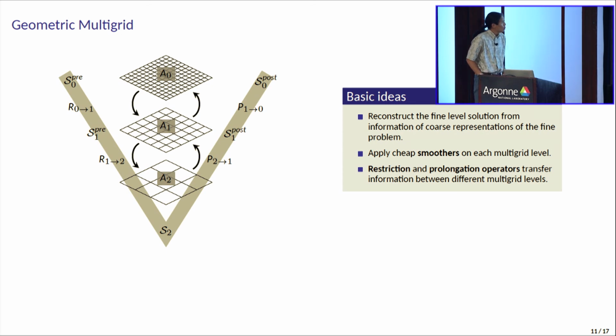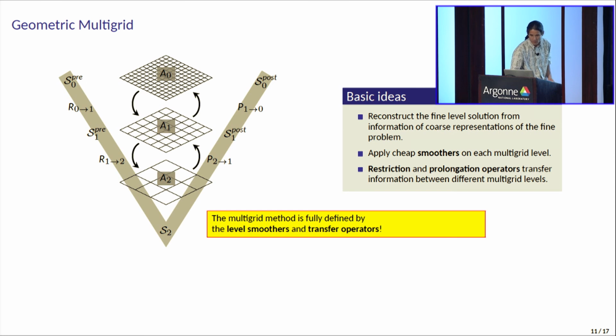And the way that you move information back and forth, these are called the restriction and the prolongation operators. Restriction is when we're moving information down. Prolongation, these P's are when we are moving information back up. This sort of schedule of visiting the grids is what's referred to as a V cycle because it obviously has a V shape.